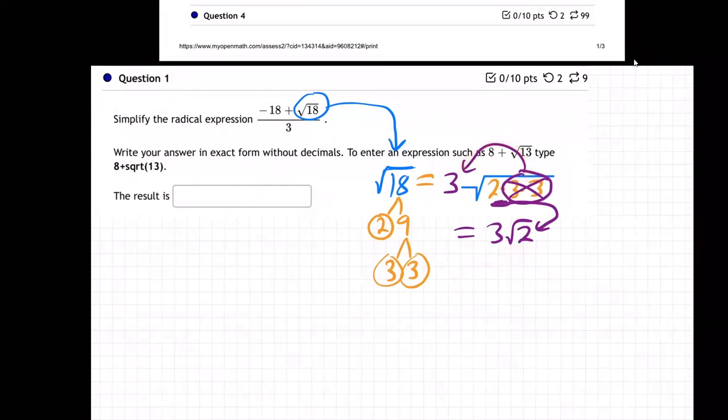Okay, but that's not the whole problem yet. Let's bring it back. So where are we at? So we've got minus 18, fraction here, plus, and now that square root of 18 has become 3 square root 2, right? I simplified the square root of 18 part. So now put it back with everything else.